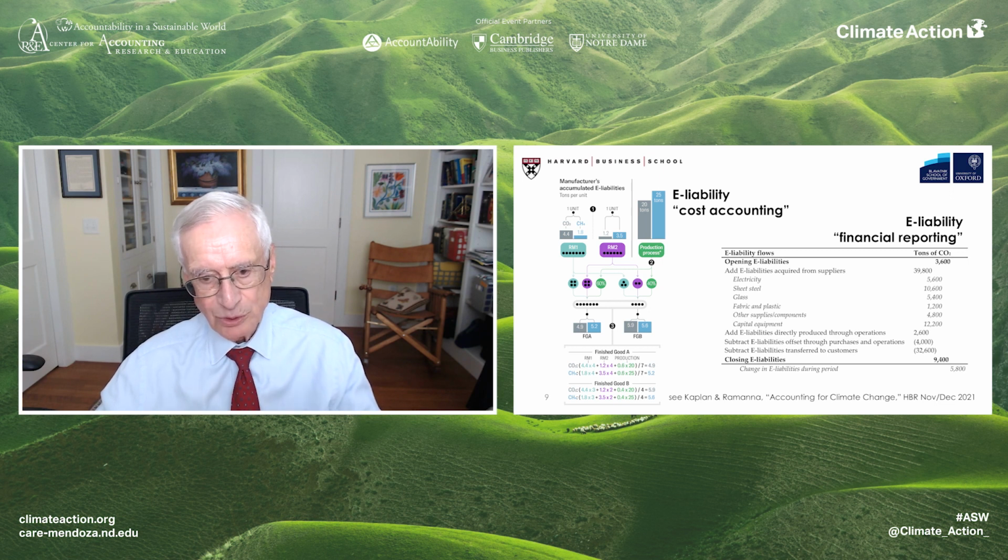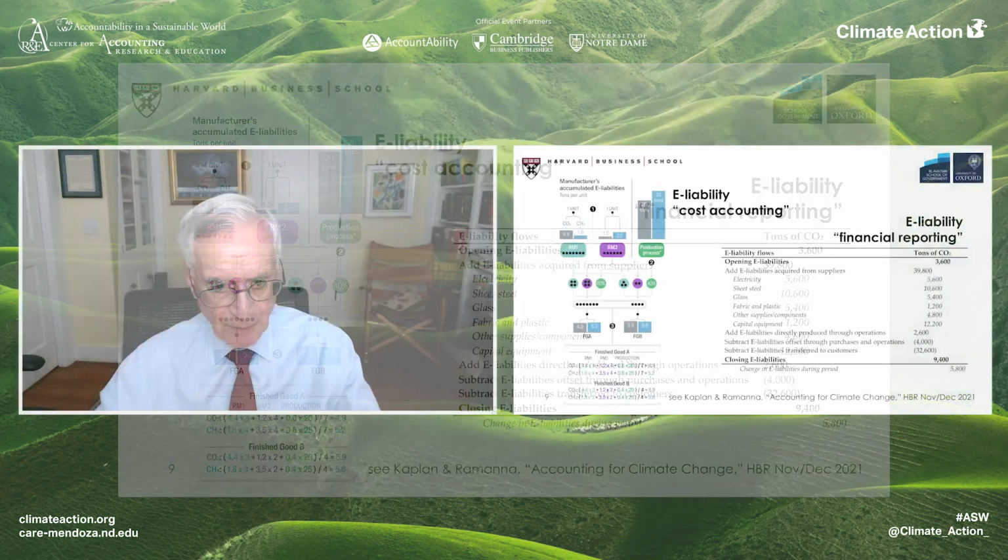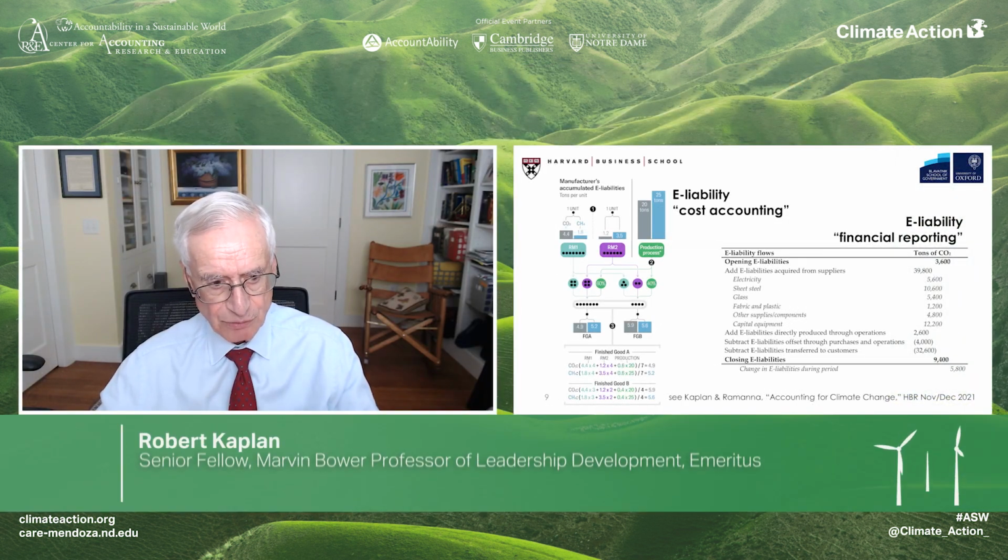Instead of using currency, we'll use kilograms of CO2 or CH4 or CO2 equivalents, whatever units you want to be measuring it. So we'll have this product by product, and then on our aggregate inventory account, we'll have everything that happened in this period. What was our opening e-liability balance? How much did we acquire through purchases of products and services? So electricity as a service, steel, glass, fabric, electronics that are going into this car door, or tangible products. How much did we generate on our own assets and our production process?